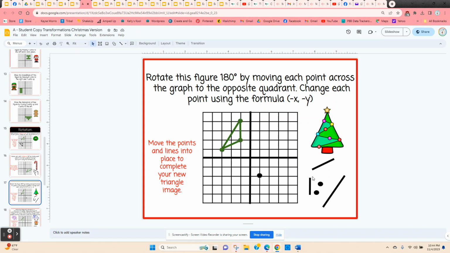-1, 4 will now be 1, -4. And -3, 1 will now be 3, -1.